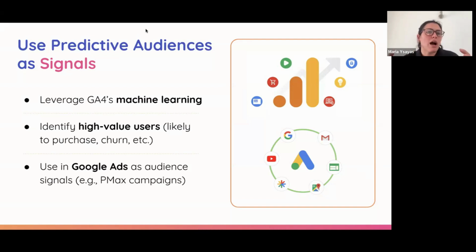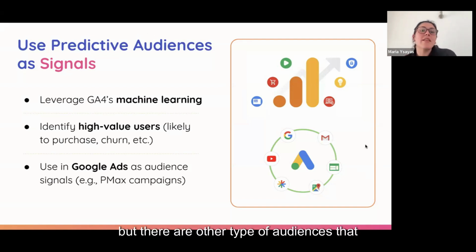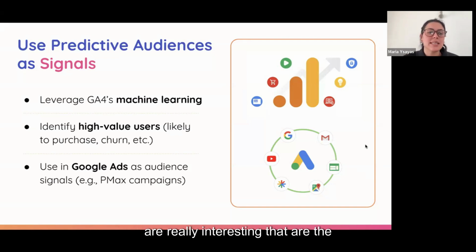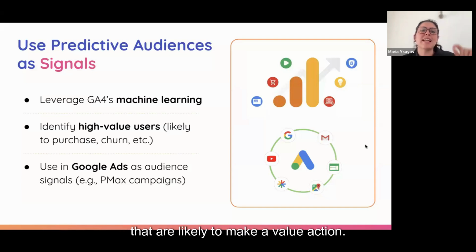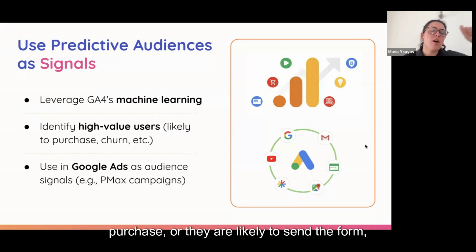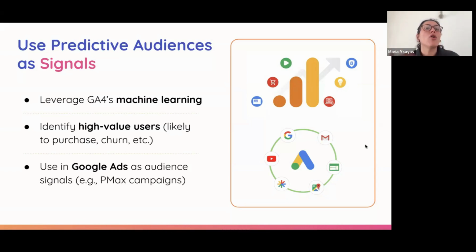We all know how those audiences are built, but there are other types of audiences that are really interesting, which are the predictive audiences. This type of group helps us, using machine learning, to identify the high value users that we can have. So they are going to be looking for users that are likely to make a valuable action. So for example, they are likely to purchase, or they are likely to send the form, or as well, they are users that are likely to churn. So we don't want to focus on those audiences, for example.